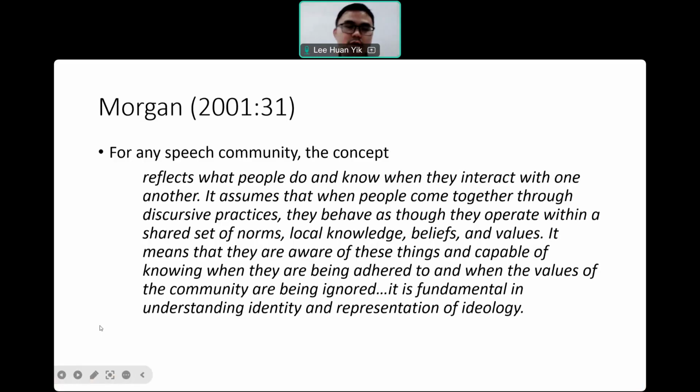While Morgan talks about any speech community as reflecting what people know when they interact with one another. It assumes that people come together through discursive practices. They probably operate in the same way, having a shared sense of norms, local knowledge, beliefs, and values. And probably they adhere to that, and that's a fundamental understanding of identity and a representation of ideology.